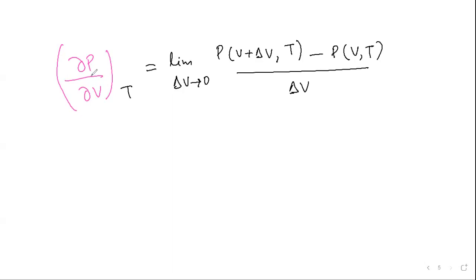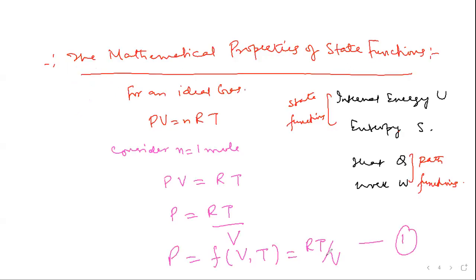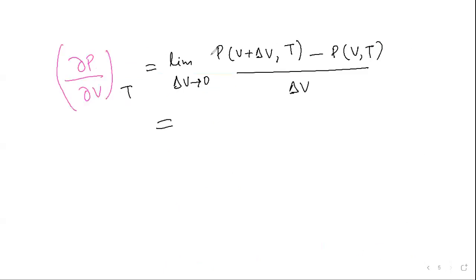It means I partially differentiate pressure with respect to volume, keeping temperature constant, and mathematically that means I give an increment only to volume. T is constant. So when I partially differentiate equation 1 with respect to volume, keeping temperature constant, it is elementary differentiation. I get minus RT by V square.